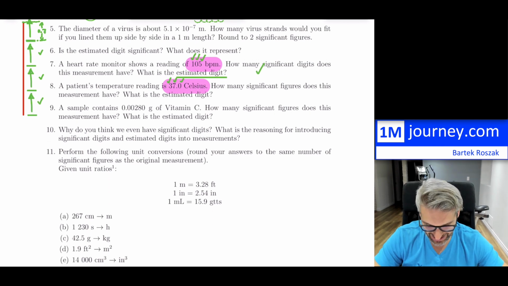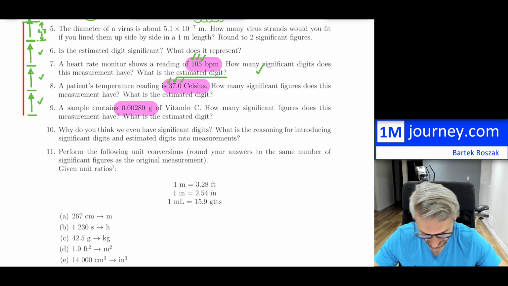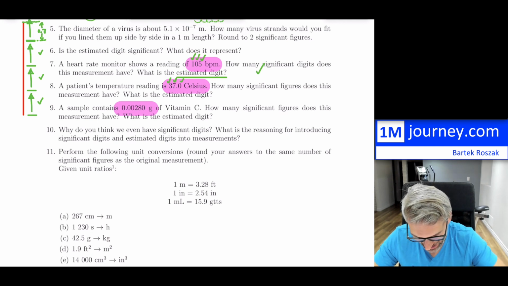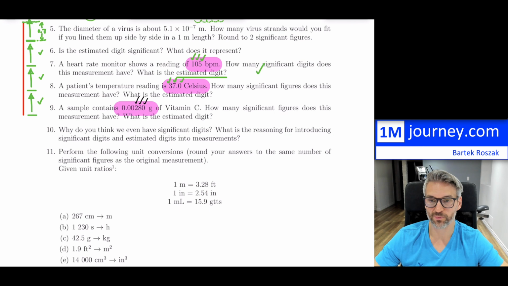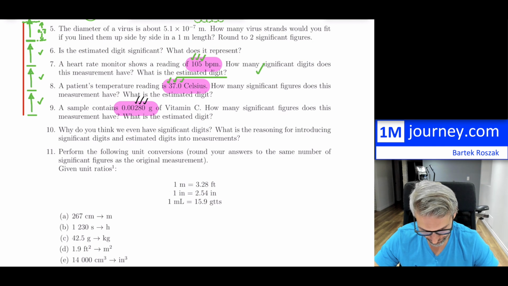9. A sample contains, and this now tells us, this much of vitamin C. How many sig figs, and what is the estimated digit? All right, so if we were counting this up, the zeros to the left never count. So we have to start from this. So that would be 1, 2, and this 0 would count. So this also has 3 significant figures because we have a decimal in the number, and the estimated digit would have been your last 0. All right, so your last 0 would have been that estimated digit.